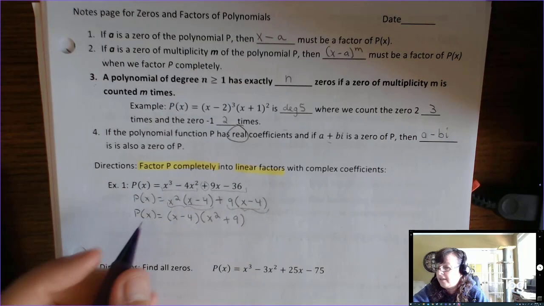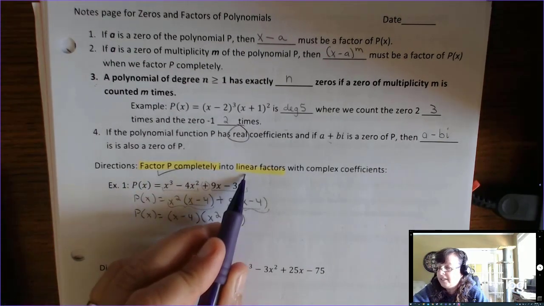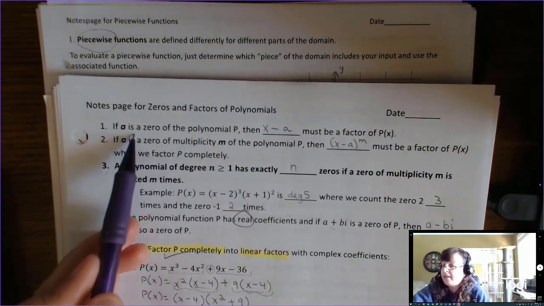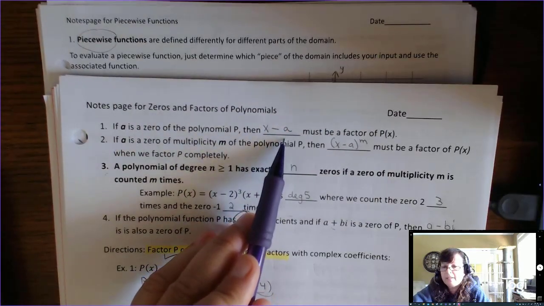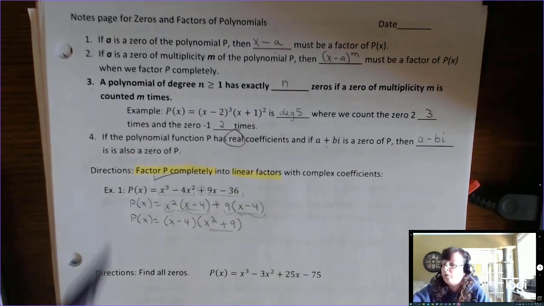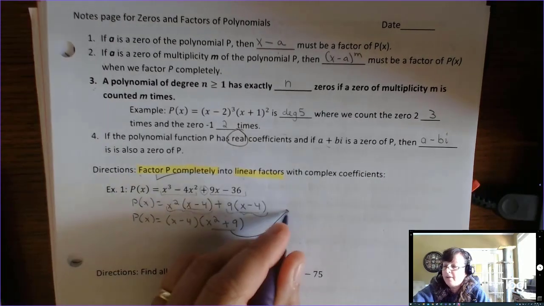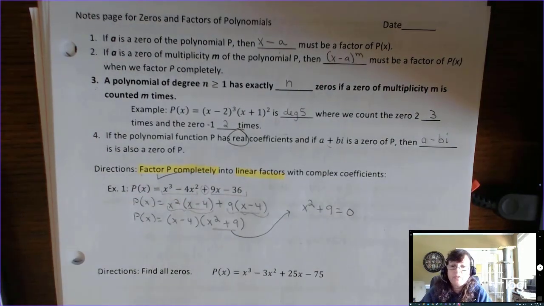And you might say, okay, that's factored. I've done it. But the directions say factor into linear factors, and this is not linear, that's quadratic. Okay, so this is where it gets a little tricky for students. If a is a zero, then x minus a is a factor. This goes backwards and forwards. If x minus a is a factor, then a is a zero. So what makes this hard is it says to factor, but in order to factor this, we have to take a time out and find the zeros. Okay, because if we can find the zeros, then we can turn them into factors.